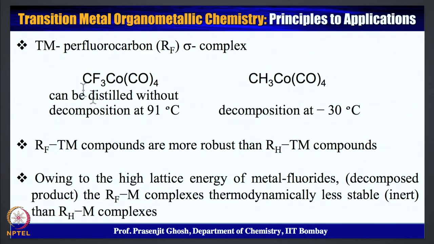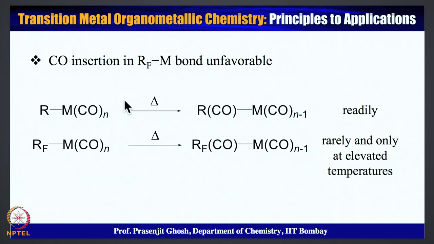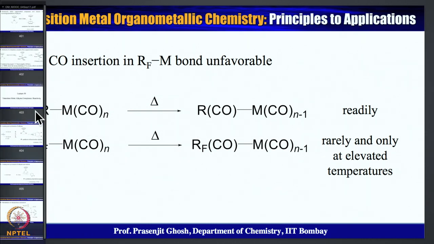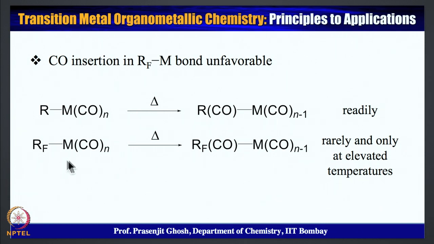Then moving on from CC bond activation, we have discussed transition metal perfluorocarbon complexes, for example CF3Co(CO)4 and CH3Co(CO)4, and what we saw is that the perfluorohydrocarbon complexes are more robust. So, we have looked into various kinds of reactions which are favorable or unique to these perfluorometal bonds. For example, CO insertion in metal carbonyl occurs readily, but in the perfluorinated organocarbonyl it does not take place.